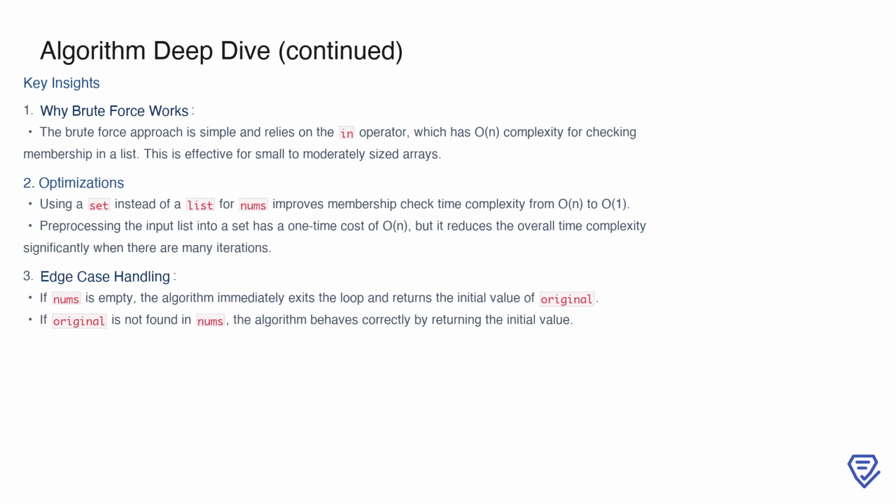By converting nums into a set, we can reduce the time complexity of membership checks from O(n) to O(1). Although pre-processing the list into a set has an upfront cost of O(n), it can significantly improve performance when there are many iterations. Another important consideration is edge case handling. If nums is empty, the algorithm exits the loop immediately and returns the initial value of original, since no updates are needed. Similarly, if original is not found in nums at all, the algorithm still behaves correctly by returning the unchanged original. These insights help us understand both the strengths and limitations of this approach.